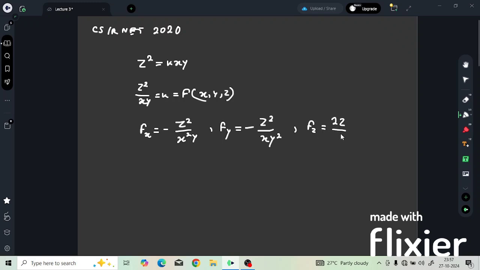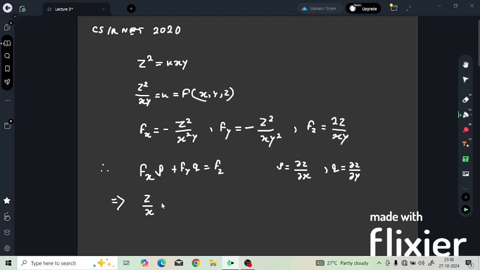and fz equals to 2z by xy. Now, our next step is we have to take these values and put them in the equation fx p plus fy q equals to fz. Here we all know the Lagrange method and we are aware of the notations small p and small q. This small p denotes dz/dx, it means the partial derivative of z with respect to x, and small q denotes the partial derivative of z with respect to y.